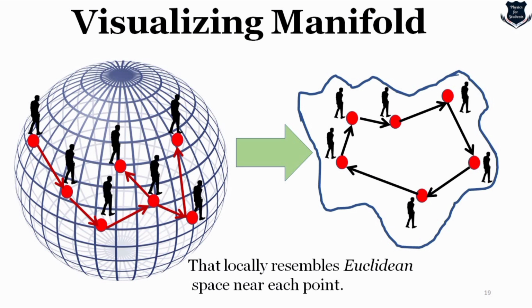So anything which locally resembles Euclidean space near each point is a manifold. What I'm trying to tell you is that we know the earth is a globe, but as that person travels on a flat space, that flat space resembles a Euclidean space. That means we have the real numbers and we do the distance calculation. So this is the global aspect and this is the local aspect. This is how we started visualizing what a manifold is.